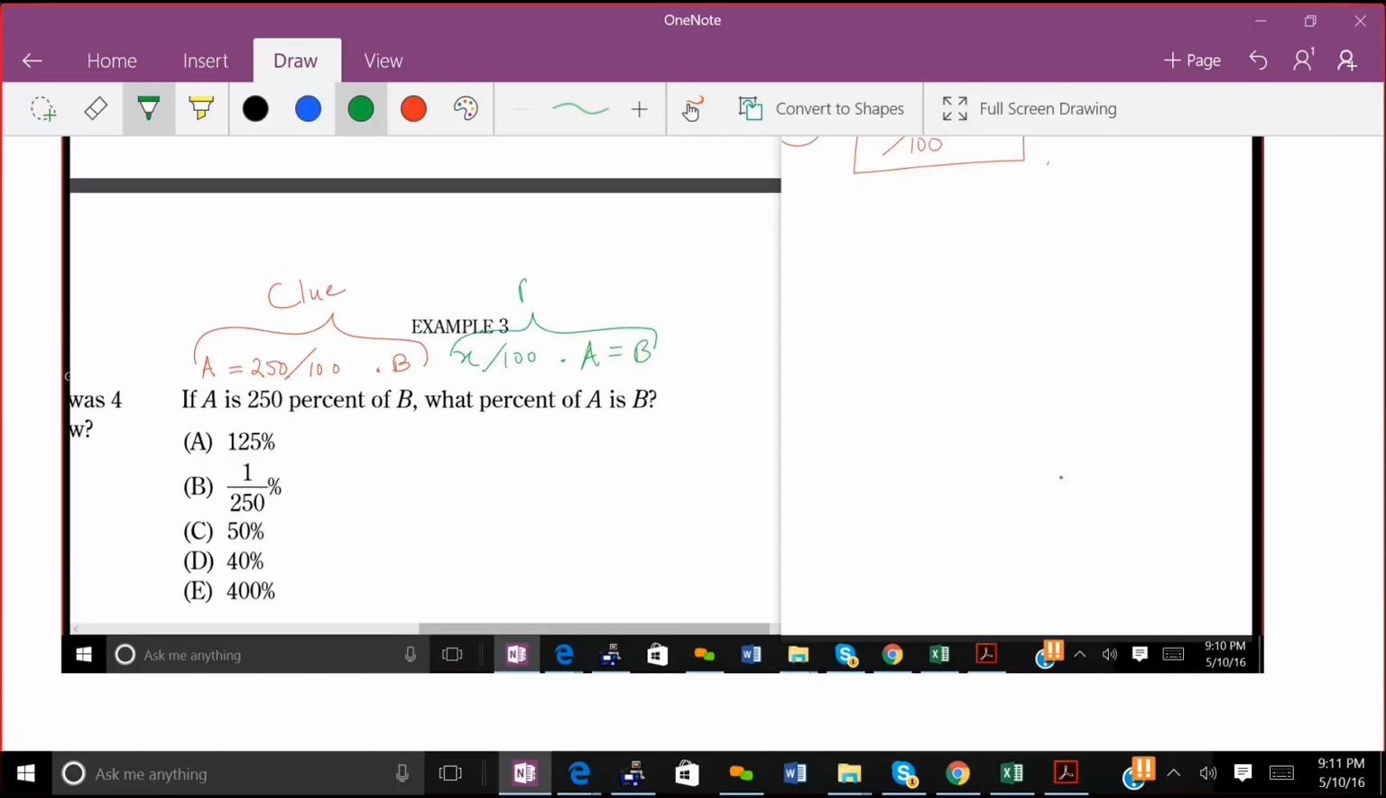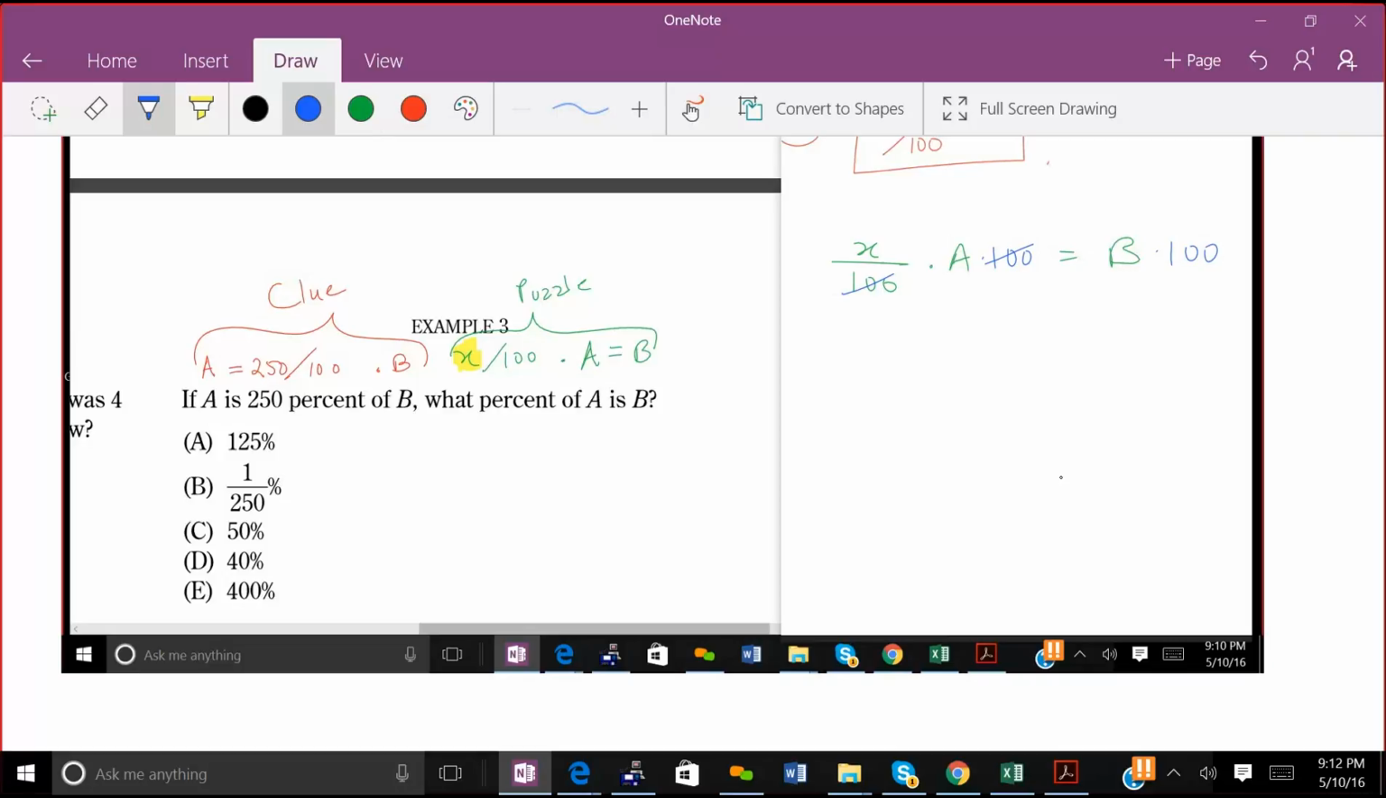That's my puzzle. I have to figure out what this X is, right? So how do I figure that out? I write down here: X over 100 times A equals B. So I need to find out what this X is. First thing I want to do is get rid of the 100 at the bottom. I'm going to multiply both sides by 100. So 100 and 100 cancel. So I have X times A.